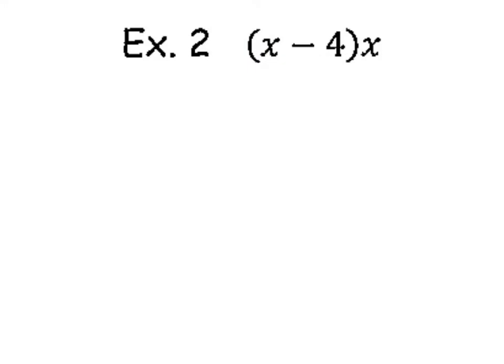Example number 2. Just organize it however you want on your paper. Now, I have an x at the end, but it's still on the outside of the parentheses. That's the key thing. It's on the outside. It gets multiplied by the x and by the negative 4. Please notice that that is a negative 4. All right. x times x, x squared.